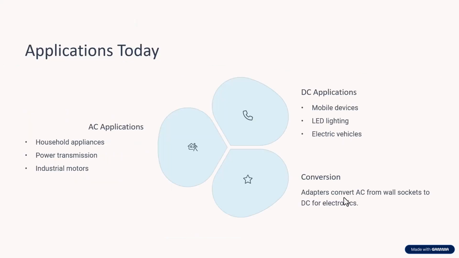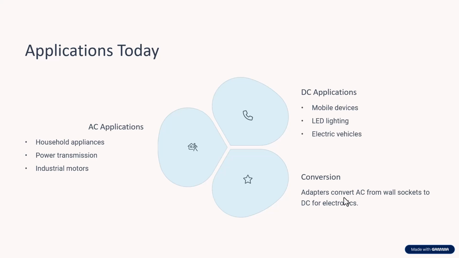Okay, so application today. For AC, we have household appliances like these heaters. Currently, most household appliances have some DC components in them, but mostly some household appliances, industrial motors, these AC motors that we see in industries, and power transmission. These three are some of the key applications of AC today.